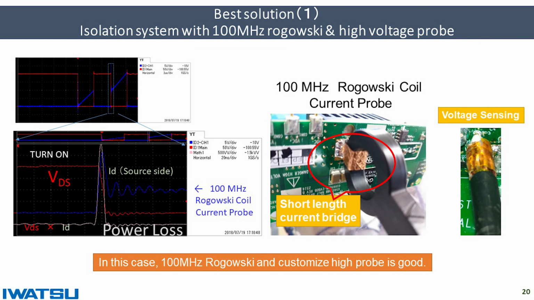First, the isolation system with 100 MHz Rogowski coil and high voltage probes. Please look at the picture on the left. Waveform distortion is very small, and the switching loss waveform is captured completely.